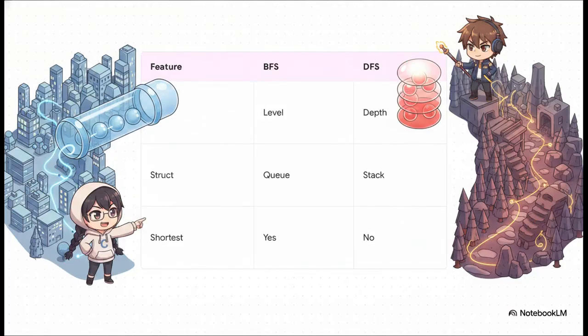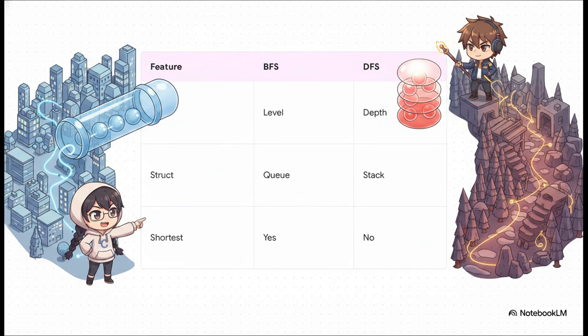Which brings us to our final section, Part 4, BFS versus DFS, the ultimate search strategy showdown. Let's break this down methodically, because in computer science, everything is a trade-off. Breadth-first search, or BFS, explores level-wise, kind of like a ripple spreading out in a pond, checking all the immediate neighbors first. Depth-first search, or DFS, goes depth-wise. Imagine a maze runner picking a single path and sprinting as far as possible before hitting a dead end and turning back.